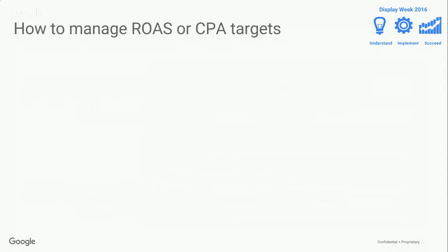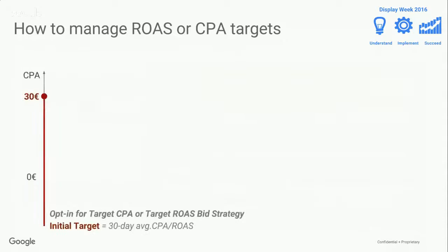So in terms of managing the targets, let's say you implement a target CPA, and the average CPA over the last 30 days is 30 euros. So you implement target CPA with a 30 euros target at the beginning. But your real target, the actual target you want to achieve as an advertiser, is 18 euros.